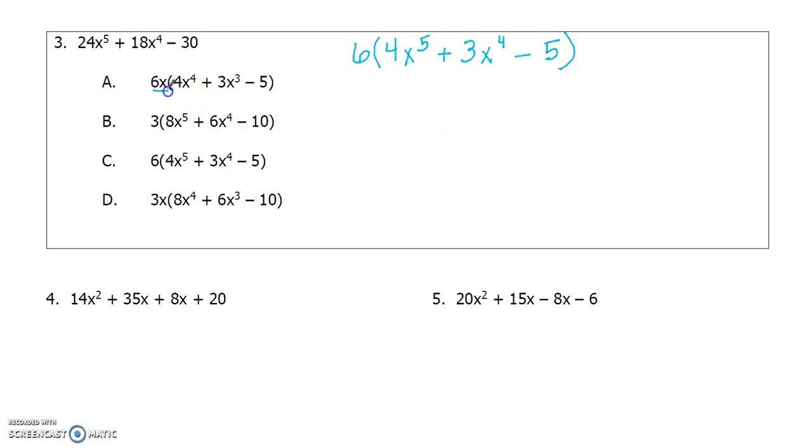So this one has 6x, that's not it. This one is 3, that's not it. This one is 3x, that's not it. Here we go, 6 times 4x to the 5th plus 3x to the 4th minus 5. We got it.